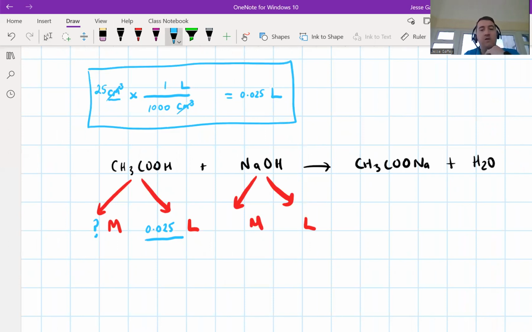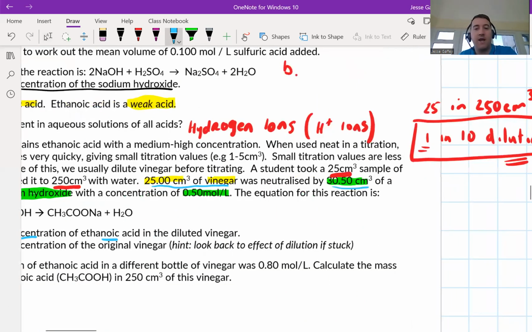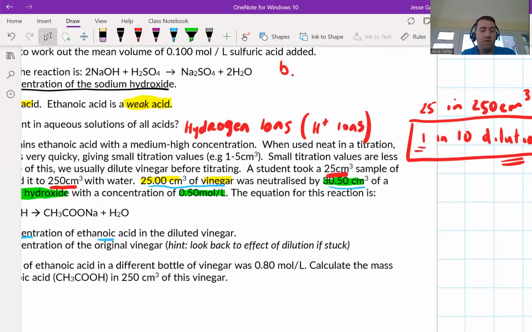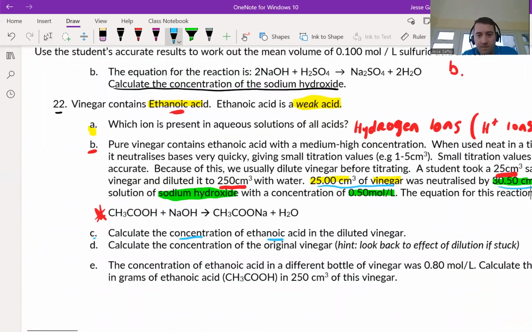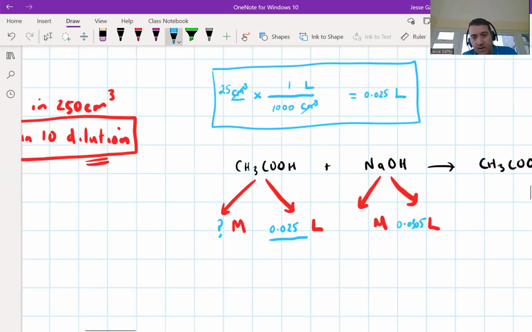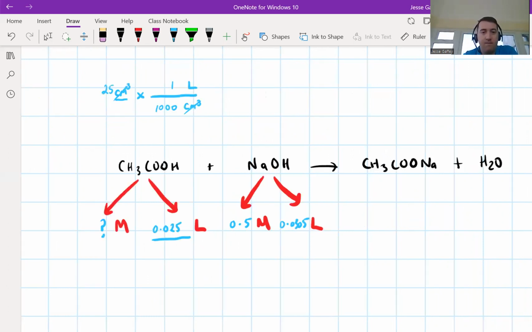Okay, so the information that we should have here now is that the NaOH we use 30.5 times by 1/1000, which is going to give me 0.0305. So I use 0.0305 liters, and the concentration from the question, it told me it was 0.5 molar, 0.5 moles per liter. All right. Now, what I'm about to do is just get rid of this out of here because it's kind of in my way.